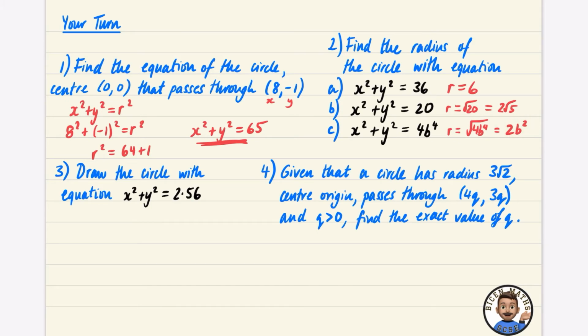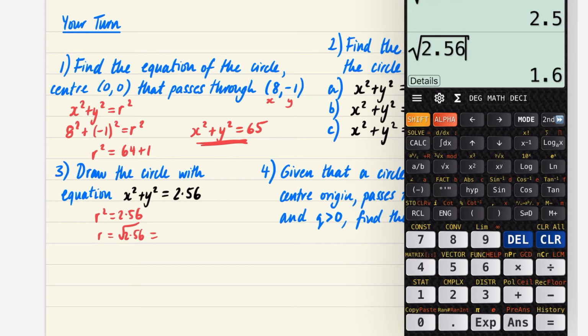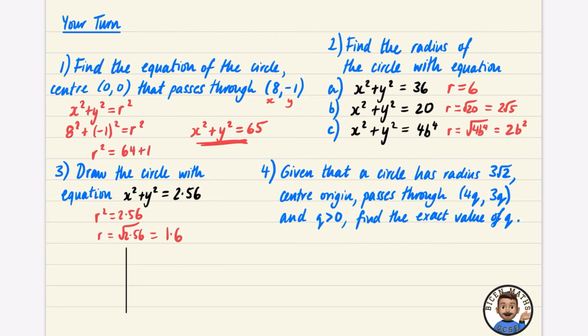Now this one would probably work better if you actually had some graph paper to go with it, but we can clearly tell that r squared in this question is equal to 2.56. So all we need to do is find out the square root of 2.56. You could put that as a fraction and work it out, or we can just go here and do the square root of 2.56, which is 1.6. So when you draw the sketch of this, you're going to need to have a circle that has 1.6 over here, 1.6 over here, minus 1.6 and minus 1.6, and of course that would need to be on graph paper so that it's drawn accurately.